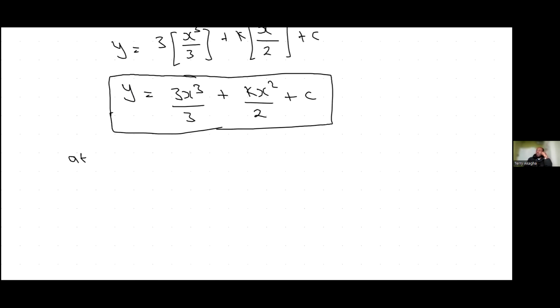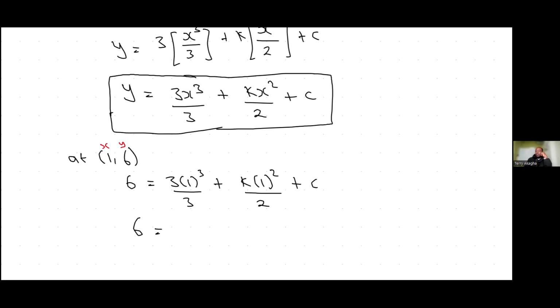So the first one was at (1, 6). So it means that when we substitute, the x is 1 and the y is 6. So if we substitute x equal to 1 in this equation, the answer we should get is 6. So it's going to be 6 equal to 3 into bracket 1 cubed divided by 3 plus k times 1 squared divided by 2 plus c. So this is going to give us 6 equal to 1 plus k times 1 over 2 plus c. Okay.